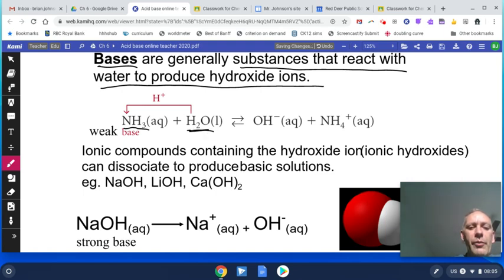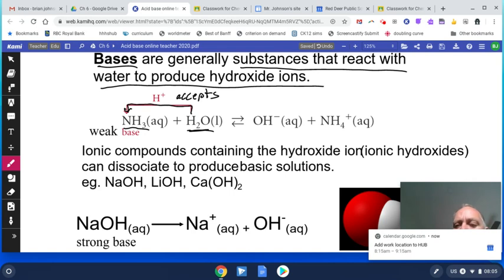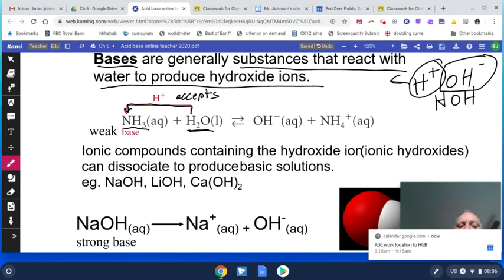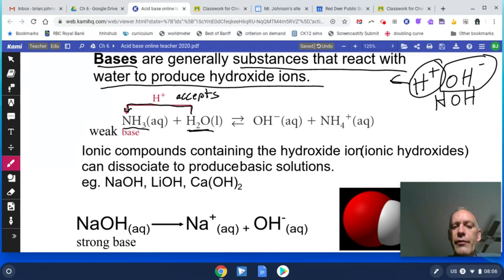If you remember, an acid donates an H+, a base accepts or takes the H+ from water. If you think about it, water is really made up of an H+ and an OH- to make HOH. So if we remove the H+ from water, we are left with a base, OH-. So any molecule that can steal the H+ from water can form a basic solution. That's exactly what ammonia is doing.